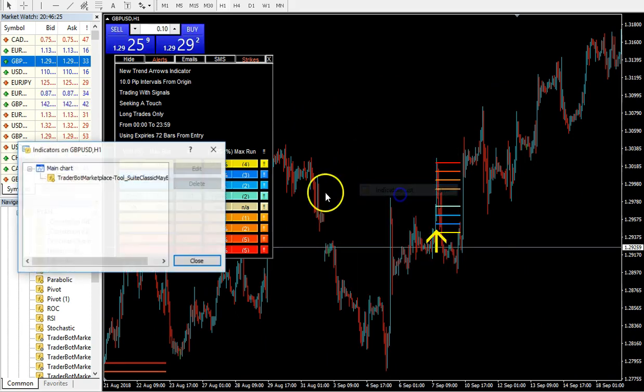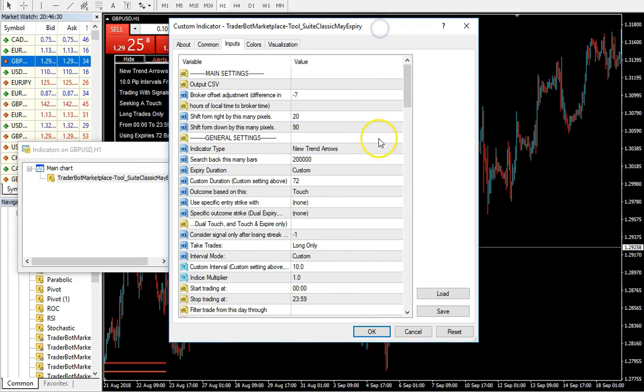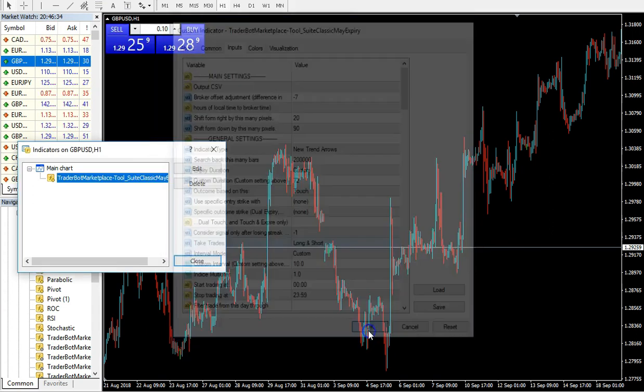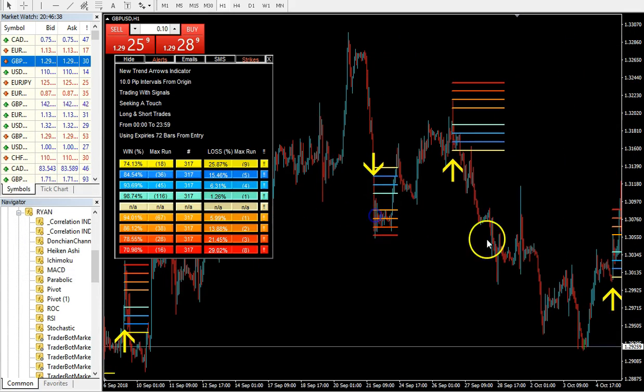If you want to look at both long and short, and this is an 80 period Donchian channel, by the way, if you want to look at both long and short, you can. You just go in there and click on it, and it'll show you long and short. And you can look at the percentages there.